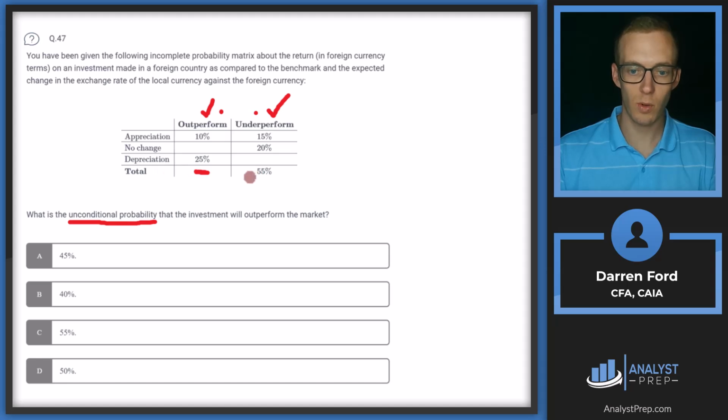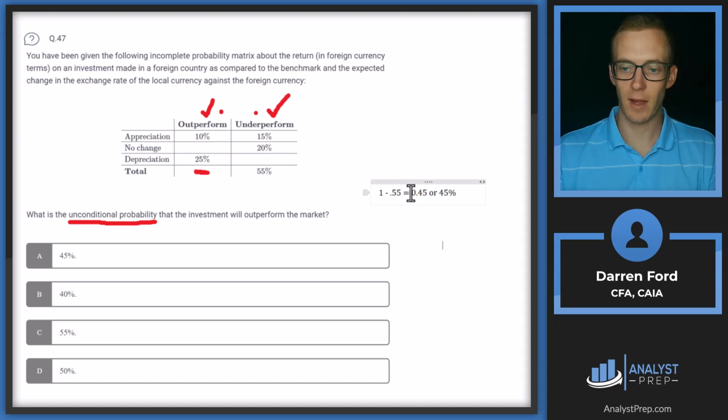So since our total chance of underperforming is 55%, and our probability has to sum to 1 overall, this is going to be 1 minus 55%. So pretty straightforward. 1 minus 0.55 is going to be 0.45, or 45%. So we will stick with answer A right here, 45%.